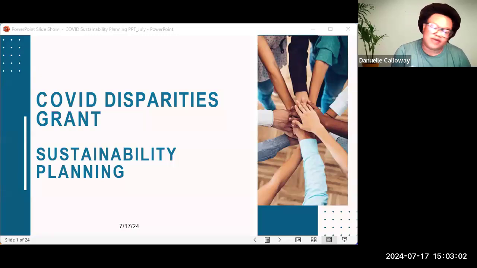This is our second of three office hours focused on sustainability. So we are hoping to dive into more of the components that are part of our sustainability planning self-assessment.